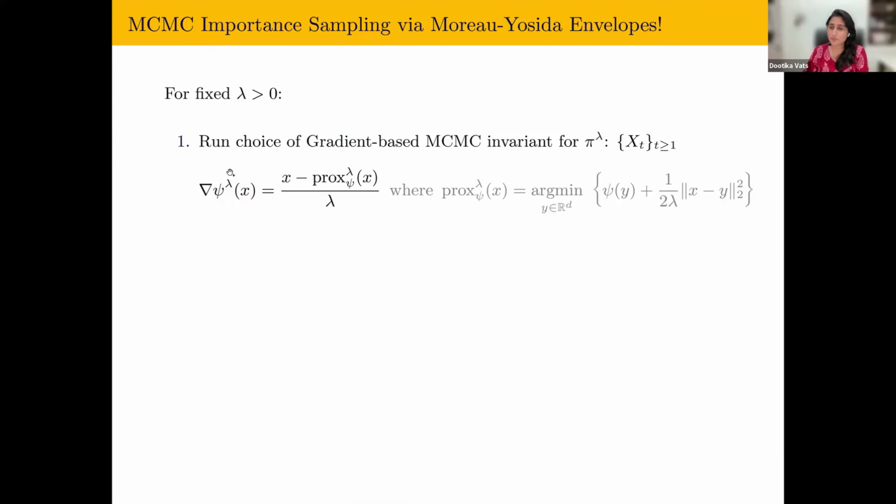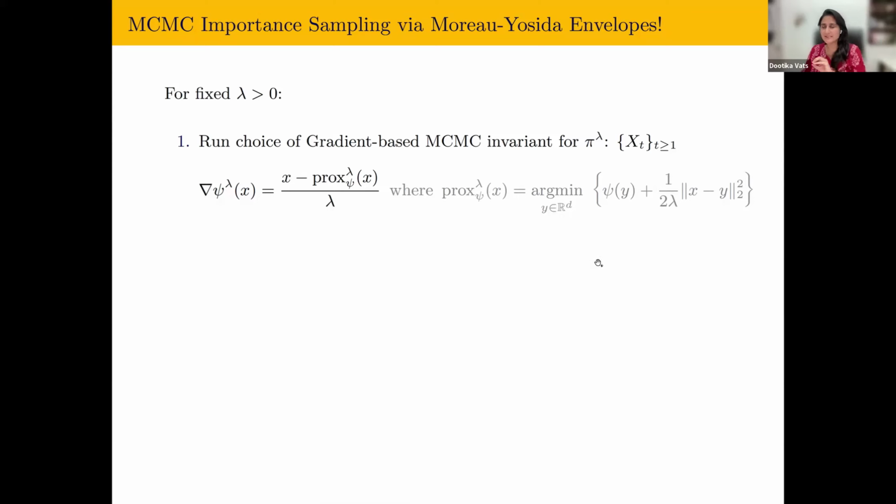And then I have the form of the gradient as well. I have gradient of psi lambda x, which is x minus the proximal mapping of psi lambda at x divided by lambda. And the proximal mapping is nothing but the argument where the minimization is happening in the Moreau-Yosida calculations. So this is really the thing that brings in the lambda part, is that we're using this particular proximal mapping.